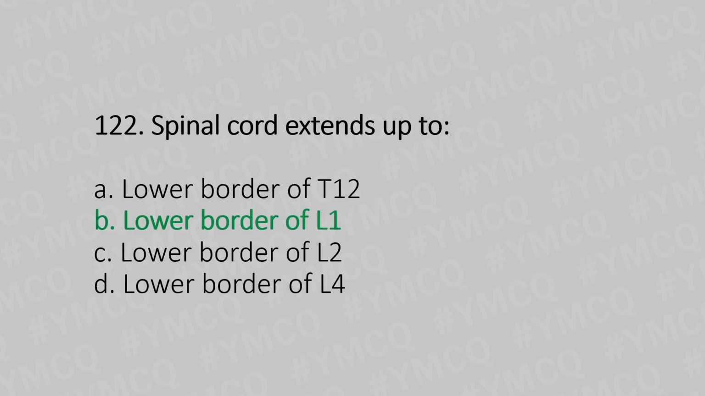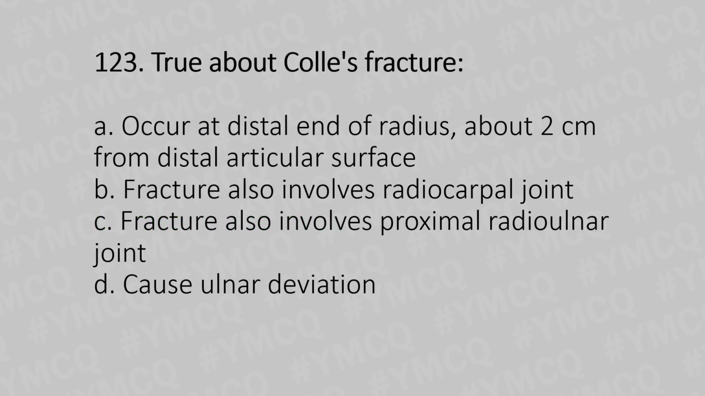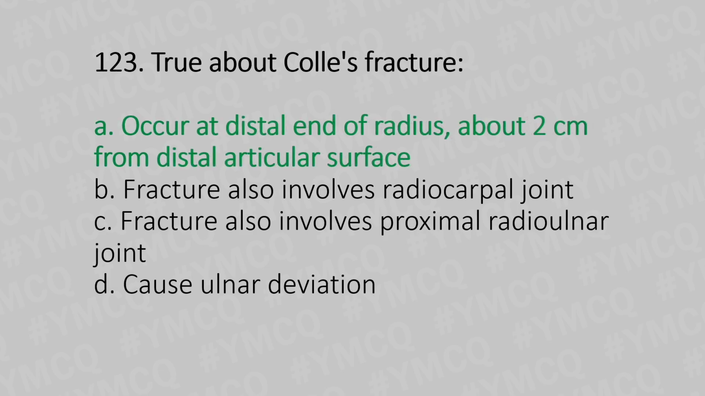Now let's move to question number 123. True about Colles fracture: option A, occurs at distal end of the radius about 2 cm from distal articular surface. Option B, fracture also involves radiocarpal joint. Option C, fracture also involves proximal radioulnar joint. Option D, cause ulnar deviation. And the answer is option A, occurs at distal end of radius about 2 cm from distal articular surface.